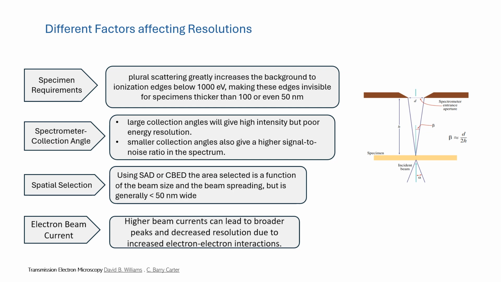The third one is the spatial selection. In TEM diffraction mode, one can select the area of the specimen using either SAD or CBED. For CBED, the area we select is a function of the beam size and the beam spreading, which is generally less than 15 nanometers wide. So this is the best for high spatial resolution of EELS. The last one is the electron beam current. The higher beam current can lead to broader peaks and decreases the resolution due to increased interaction of the electrons.